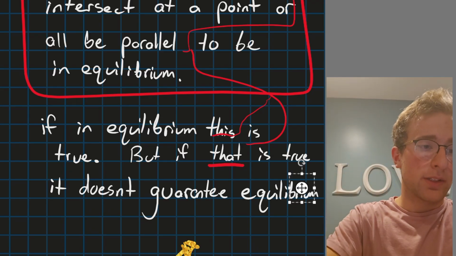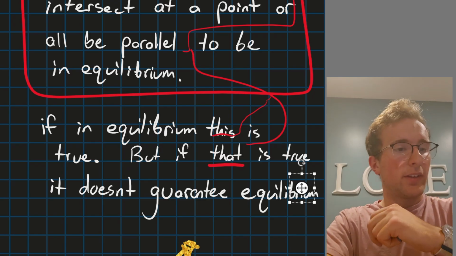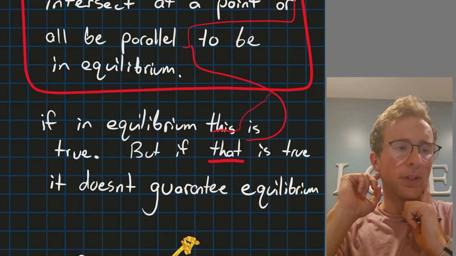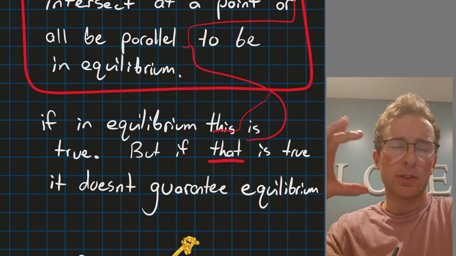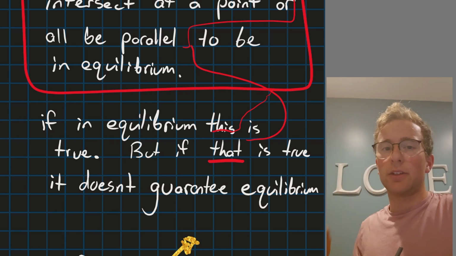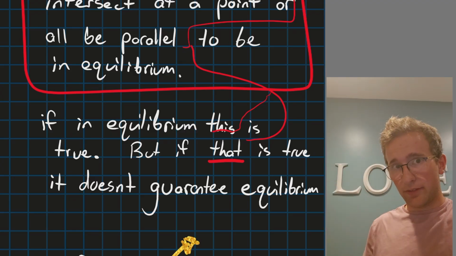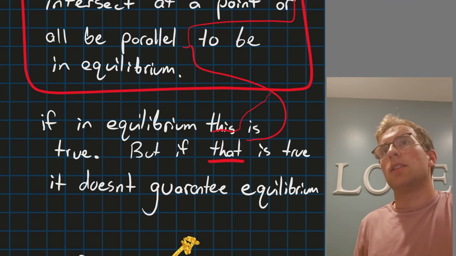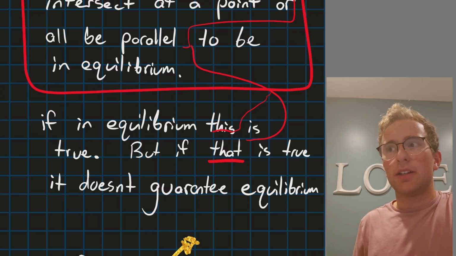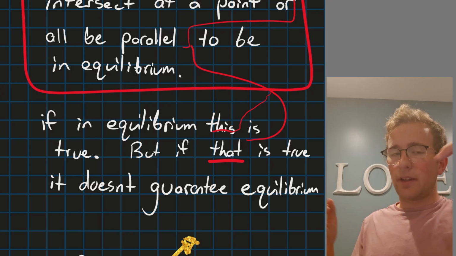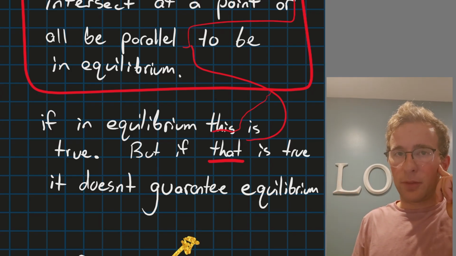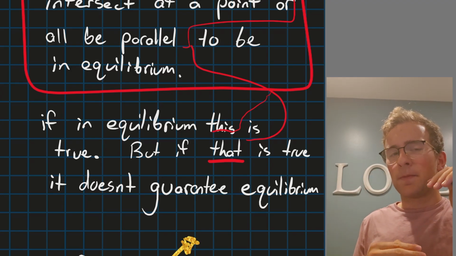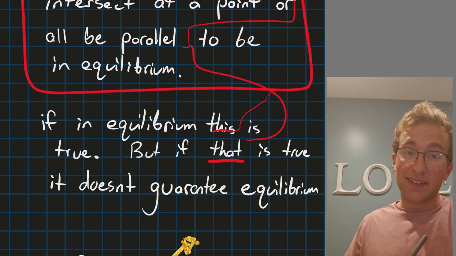Okay. However, those things being true doesn't guarantee equilibrium. So if you get a problem that says this body's in equilibrium, then automatically you know those three lines of action must intersect at a point or be parallel. But if you're given a problem where the lines of action of the three forces on a three-force body intersect at a point or are parallel, that does not guarantee that it's in equilibrium.